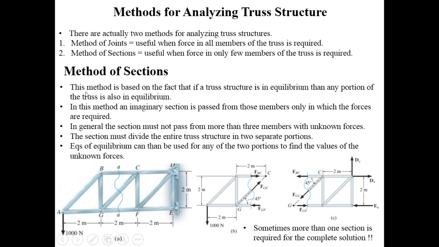So we have learned that one of the methods of solving the truss structure is the method of sections, and this is based on the fact that if a truss structure is in equilibrium, then its portions will also be in equilibrium, and we can use the equations of equilibrium to find out the values of unknowns.